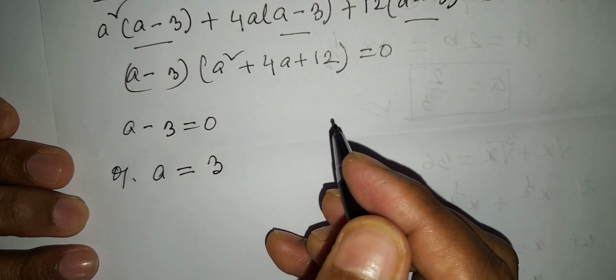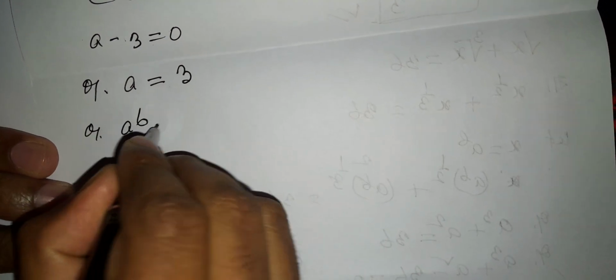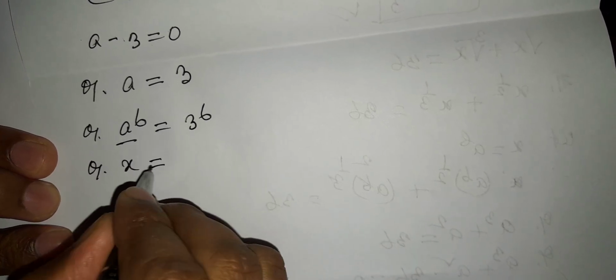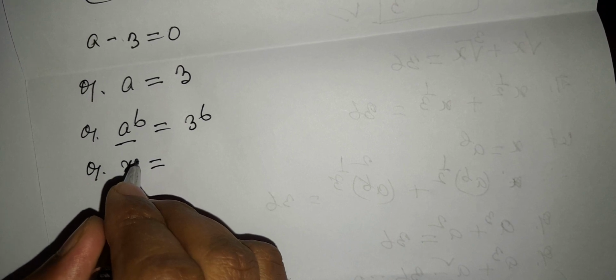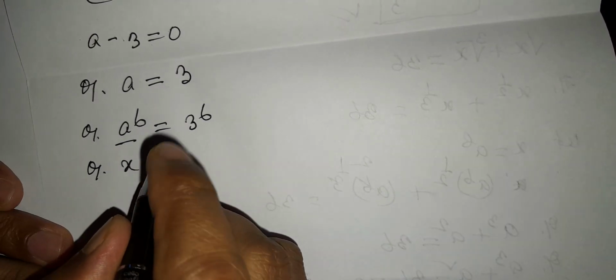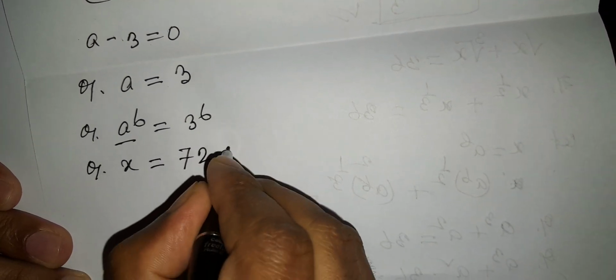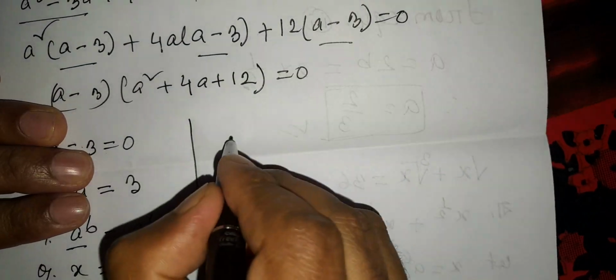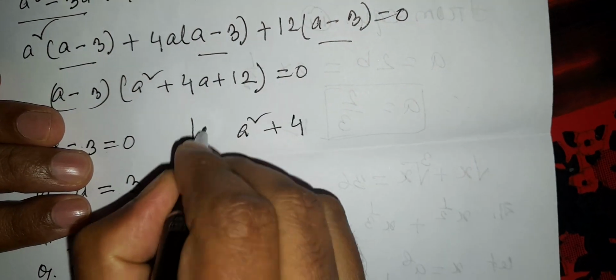A equal to 3. We wrote x equal to a to the power 6, so a to the power 6 equal to 3 to the power 6, and a to the power 6 equal to x. So here 3 to the power 6 equal to 729.